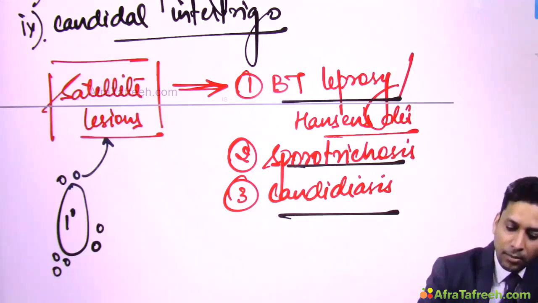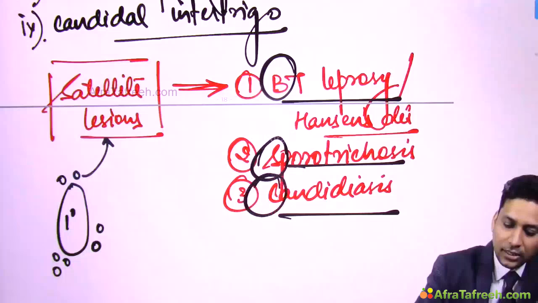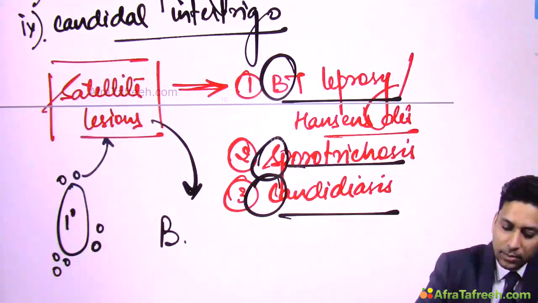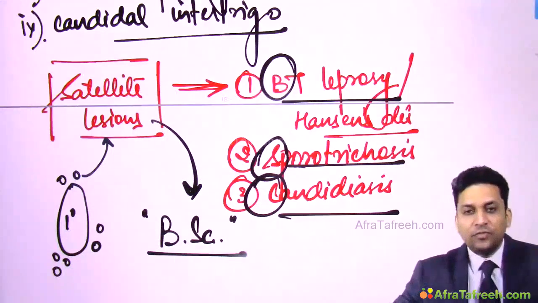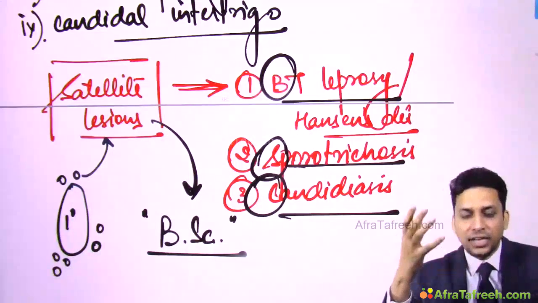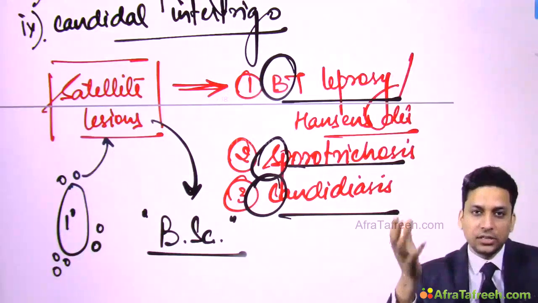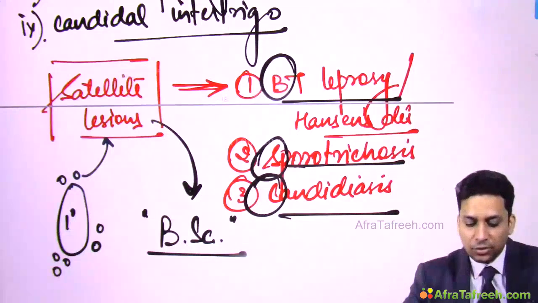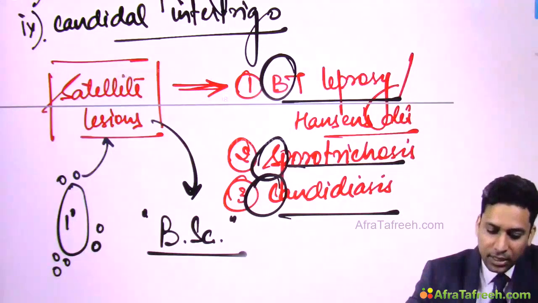You can very easily remember by this simple mnemonic, that is satellite lesions are seen in BSc. Bachelor of Science, isn't it? So if you are desiring to launch a satellite, so your ambition is to launch a satellite, become a scientist, what you need to study first? You have to be a Bachelor of Science, isn't it? So you need to study science, BSc.